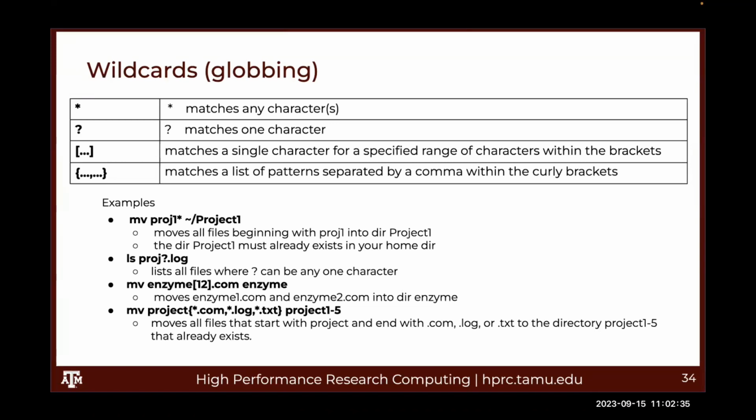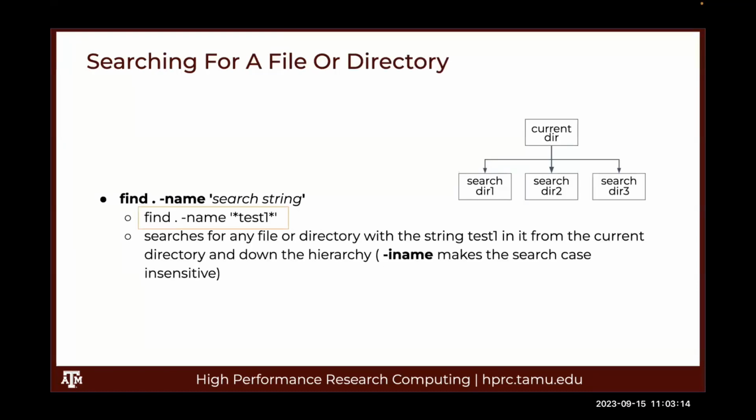Here we're using the square brackets, saying move enzyme[1,2].com to this enzyme directory. It's picking up enzyme1.com and enzyme2.com. And then finally, if we use curly brackets, now we're looking at everything that ends in .com, everything that ends in .log, everything that ends in .text, and move that to the directory project 1 through 5.